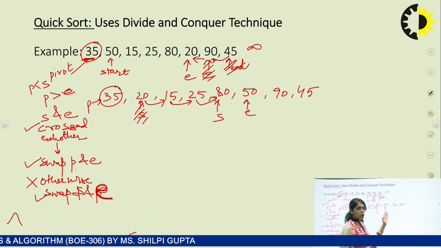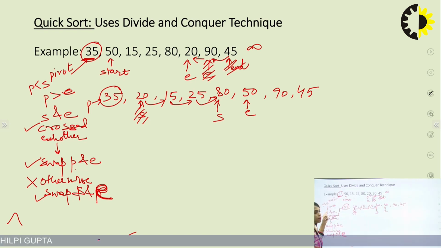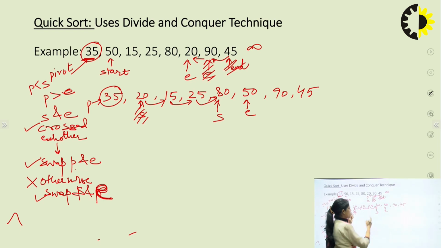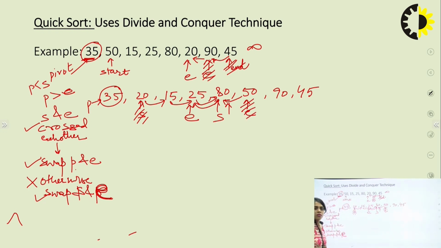So what we will do now, we will start comparing with this position, this E. We need to check whether the pivot is greater than E. Pivot is greater than E? No. We will move forward. Pivot is greater than E? No. We will move forward. Pivot is greater than E? Yes. So new E is here and it's somewhat like this.